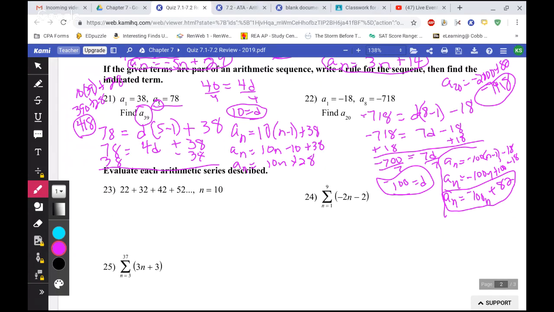Did you ever get a common difference on that one? I did. It was a negative 100. Yes, sir. So I'm just putting it in now.